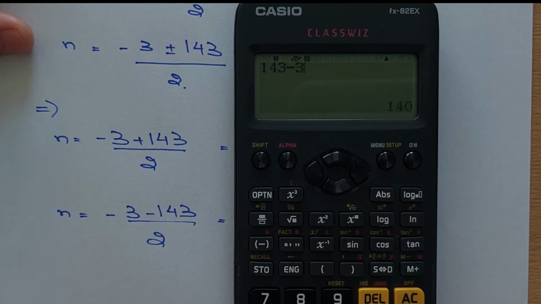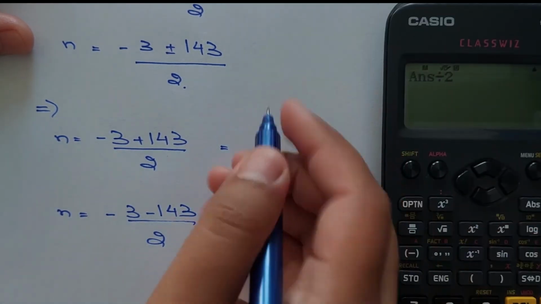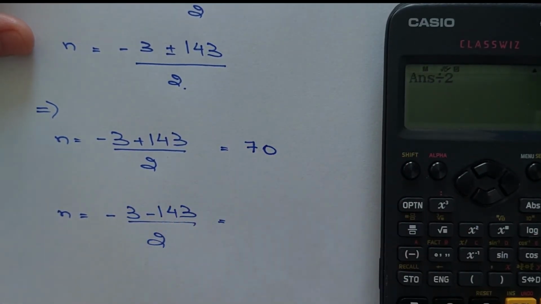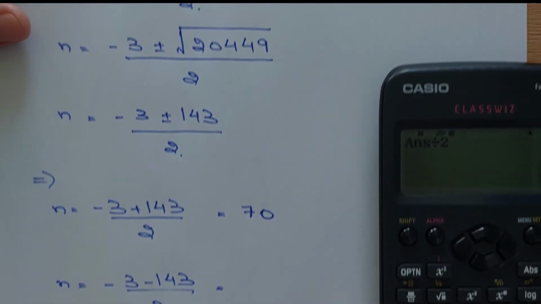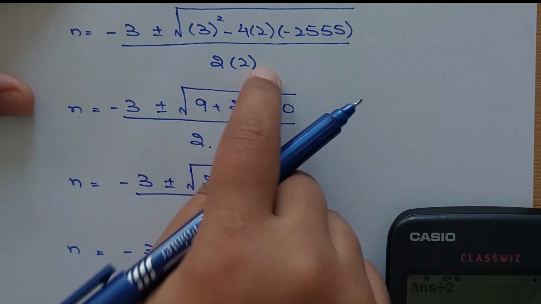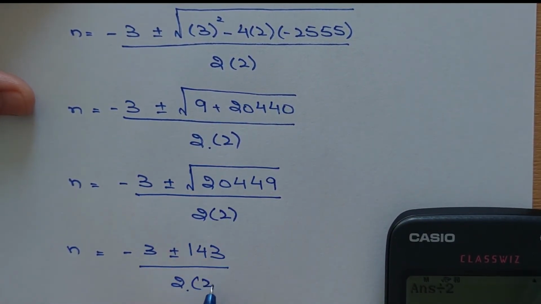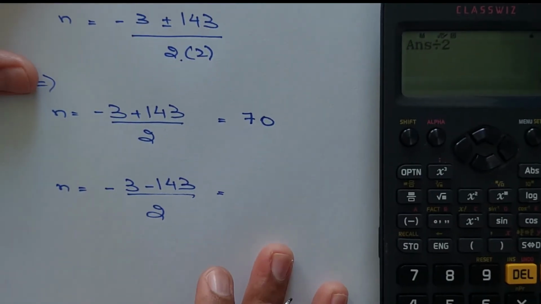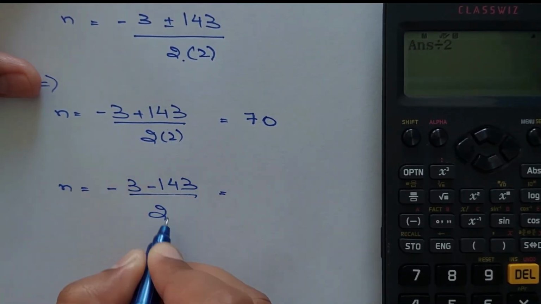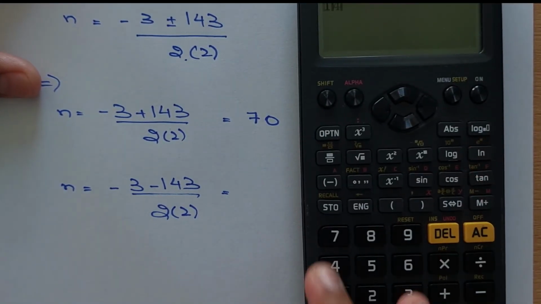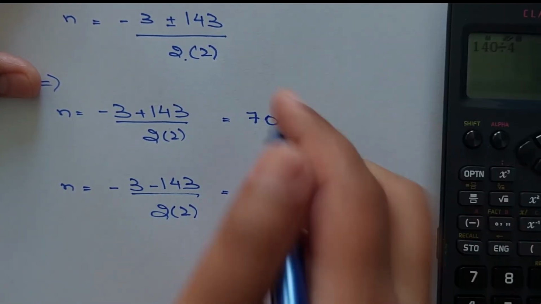Let's see. 143 subtract 3 divided by 2 is 70. Sorry, 2 times 2. This is 4, not dividing by 2. So this is times by 2, right? So let me do it again. 140 divided by 4. This is 35.